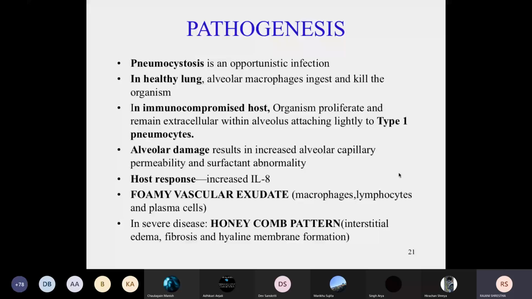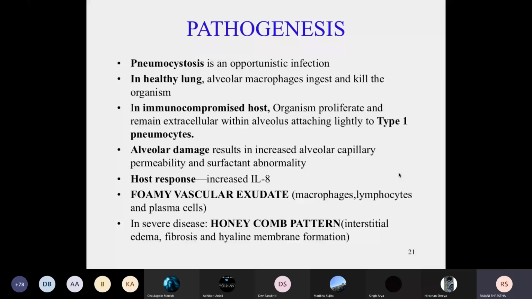There is a presence of macrophages, lymphocytes, and plasma cells, due to which the lung structure becomes foamy vascular. And in the severe cases, there is a honeycomb pattern, which means there is interstitial edema, fibrosis, and formation of the hyaline membrane, due to which there is an appearance of the honeycomb pattern.